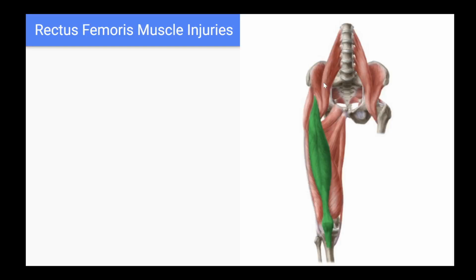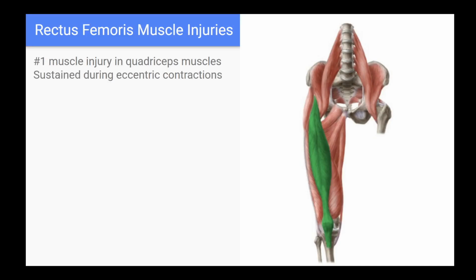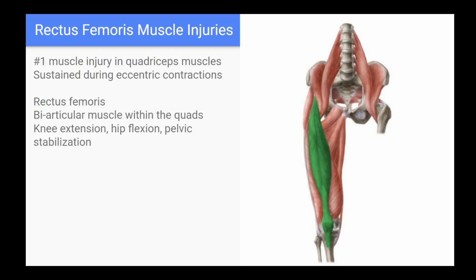So let's talk about rectus femoris muscle injuries. These are the number one muscle injury of all four quadriceps muscles, sustained during eccentric contractions, right? So that's a contracting muscle while it's lengthening. And the rectus femoris is a biarticular muscle within the quadriceps. That biarticular means it crosses two joints and makes it particularly susceptible to injury. It helps with knee extension, hip flexion, and then during gait and standing, it helps with pelvic stabilization.